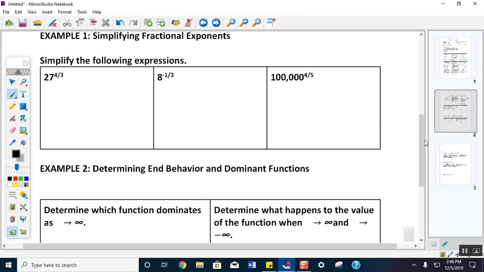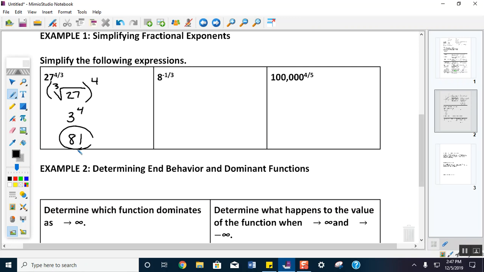Anybody want to tell me how to write that in radical form? What root of 27 am I looking for first? Cube root. We always put the denominator part out here as the root, or the index. So we're looking for the third root of 27, and then we take that answer to the 4th power. Help me out. What is the third root of 27? 3. Now we take 3 to the 4th. 81. So this becomes 3 to the 4th power, which is 81.